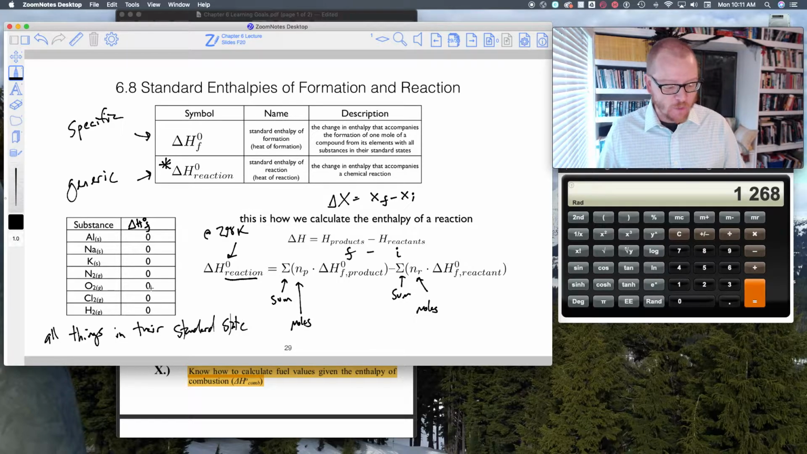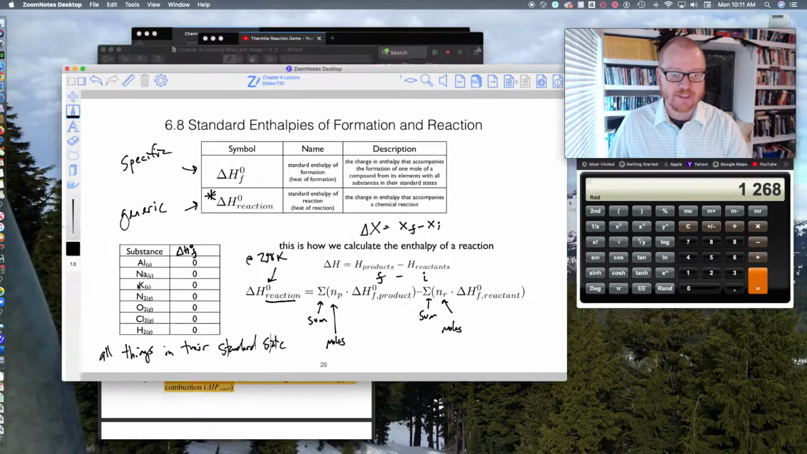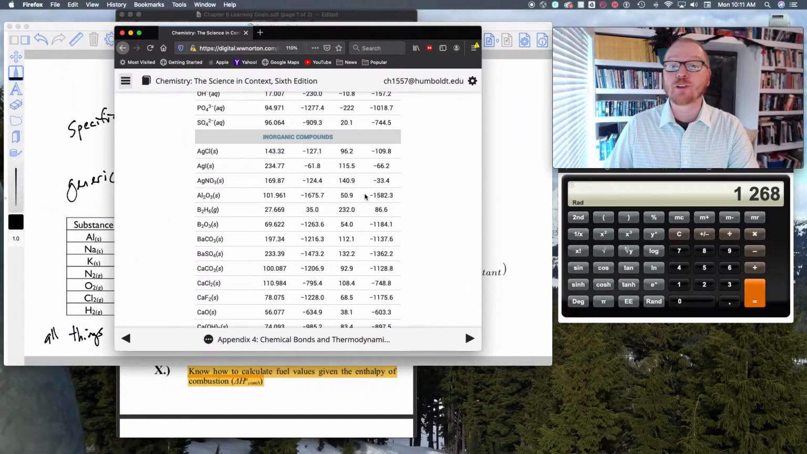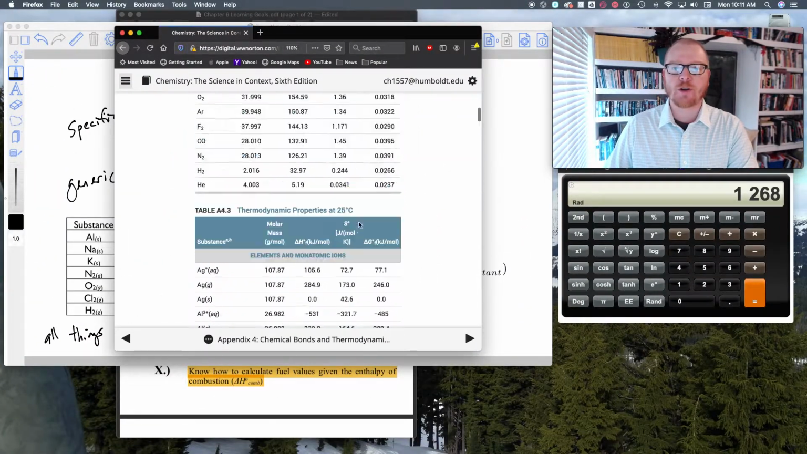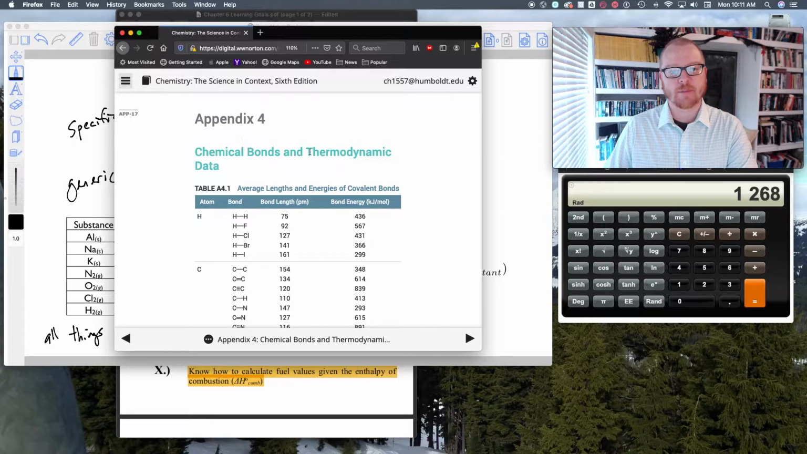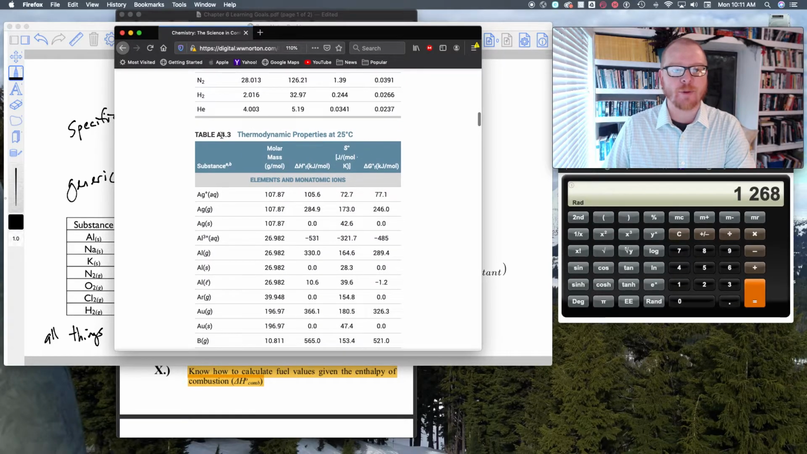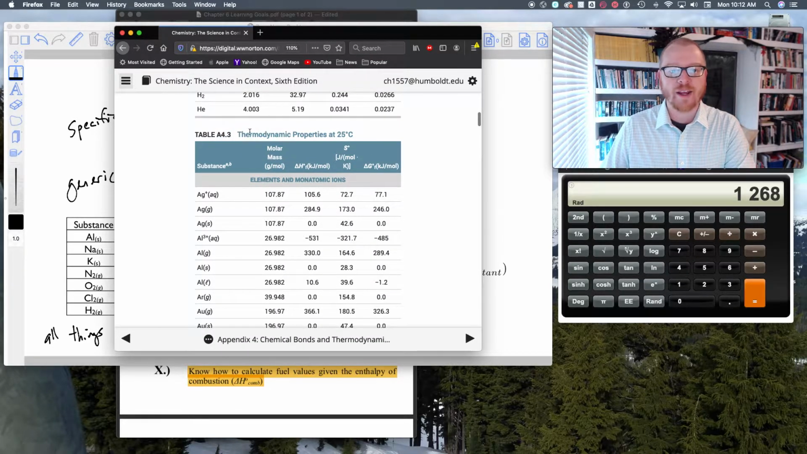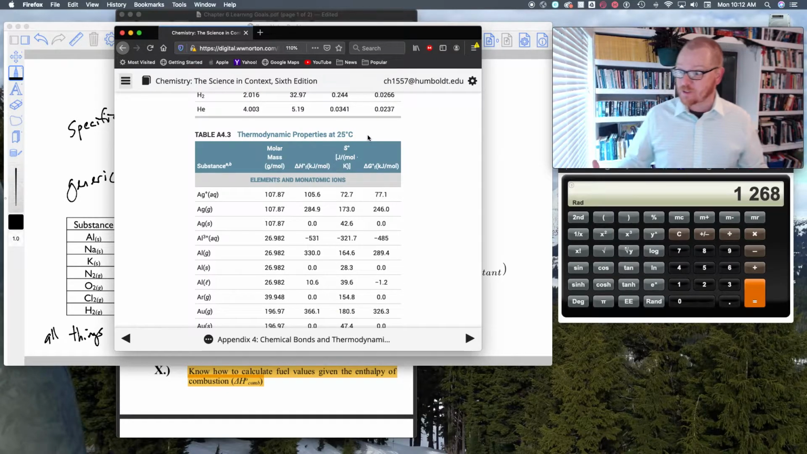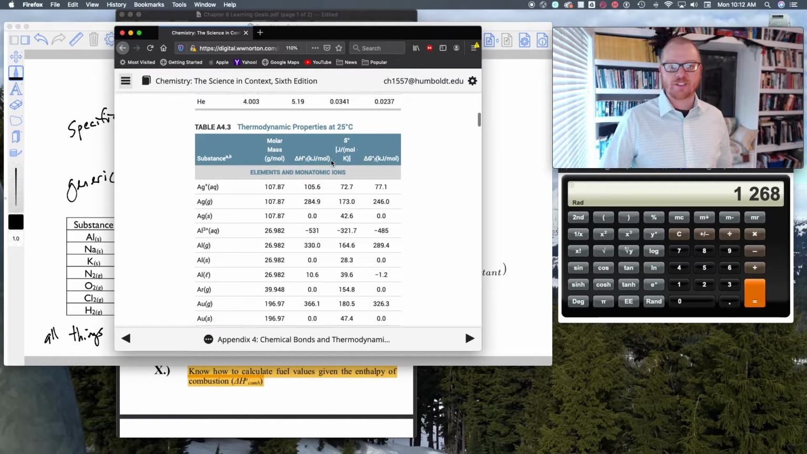As it turns out, if something is not in its standard state, we would have to look it up. And so what I want to show you here, I've got a table from the book. This is Appendix 4 from your book. Lots and lots of data. And I'm going to scroll down to table A4.3, thermodynamic properties at 25 degrees C. So that's the same as 298K. So this is standard states.